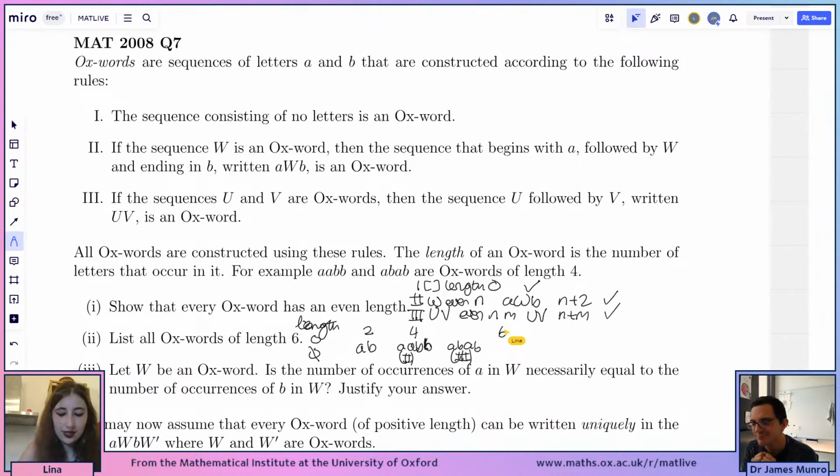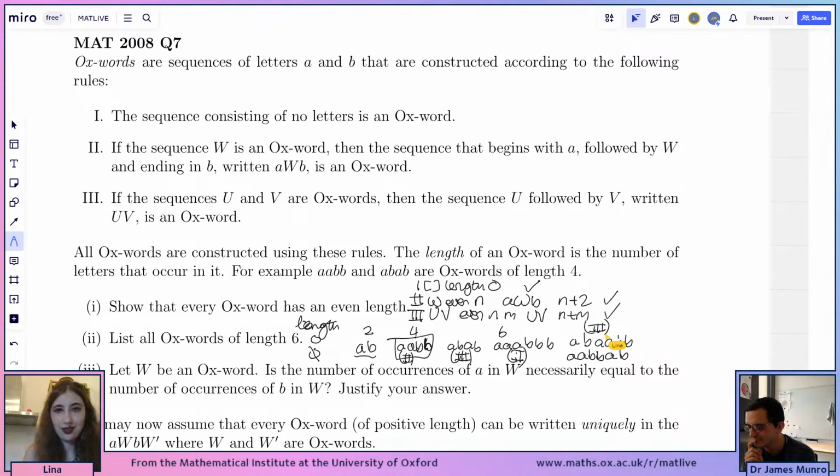And then for length 6 Ox words, if we take this word first, let's look at all the different things we can do to this word. We can first use rule 2 on it. That gives us A, A, B, B. We use rule 2. And then we could also use rule 3 on this word and the word of length 2. So if we do this, then we can put AB on the start, or we can put it on the end. So that is using rule 3.